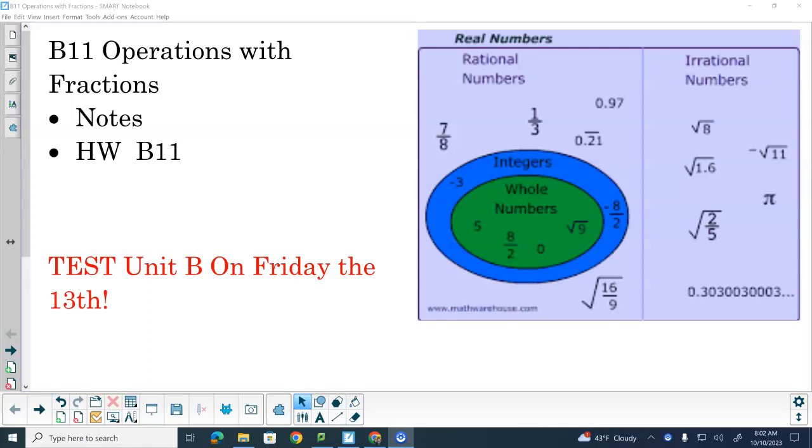So yesterday we talked about dividing fractions. Today we're going to talk about all of them. We're going to add fractions, subtract fractions, multiply fractions, and divide fractions. Okay?